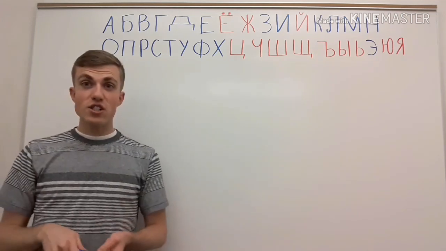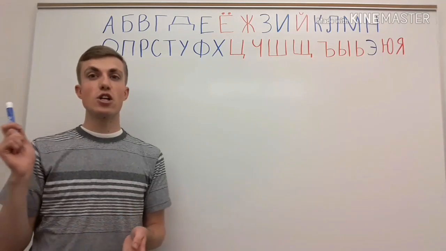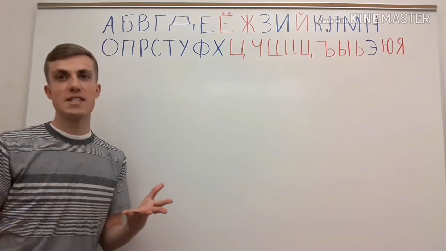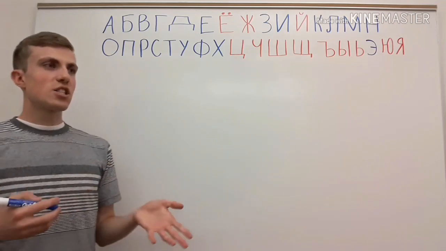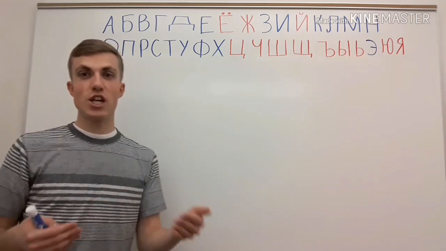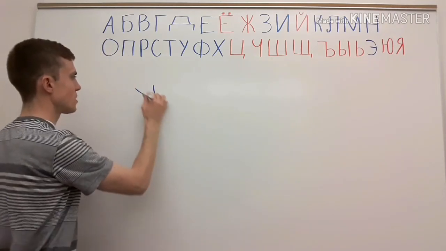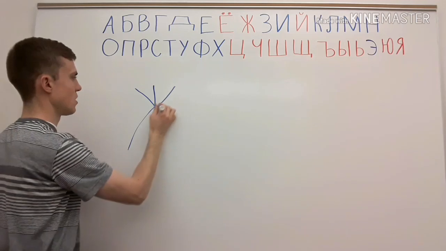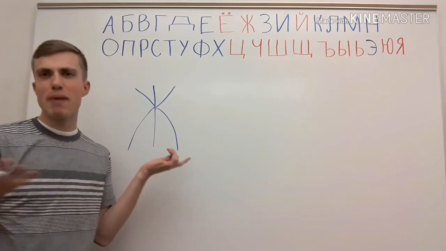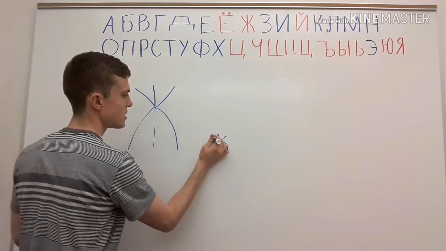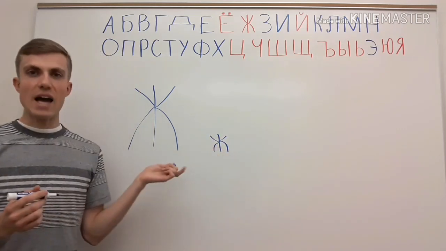The next stranger we're going to be learning is the letter zh. Now zh makes the zh sound. In English, sort of like session, vision, and it looks like this. Sort of like a spider, sort of. And the lowercase is the same, just a different size.